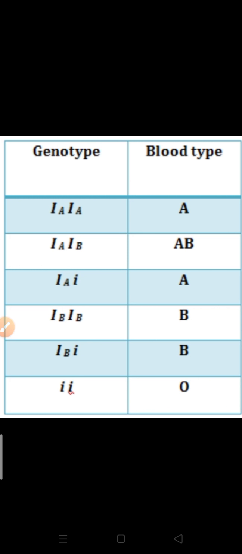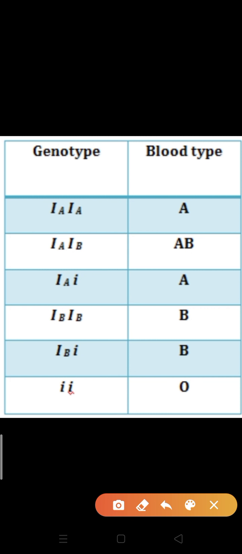Clear? Our blood group is controlled by a gene which is I. You can see here I is written. I is the controlling gene of the ABO blood group. Clear?